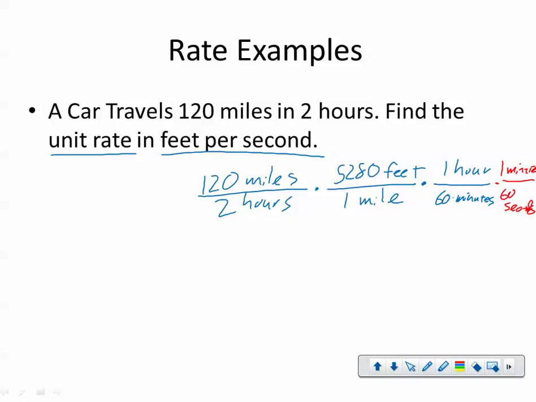So let's do it, okay? Multiplying fractions, multiply the top. So that's 120 times 5,280, and that's 2 times 60 times 60. If you have something this large, I'm not going to feel offended if you use your calculator to do it. But when you do this, you will end up with 88. And then we know that that's feet per second.